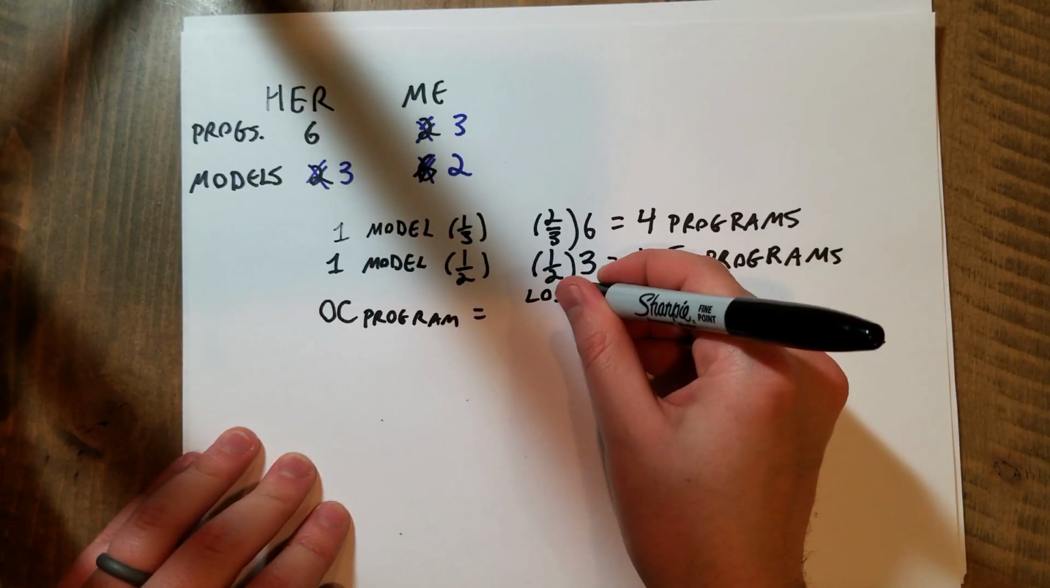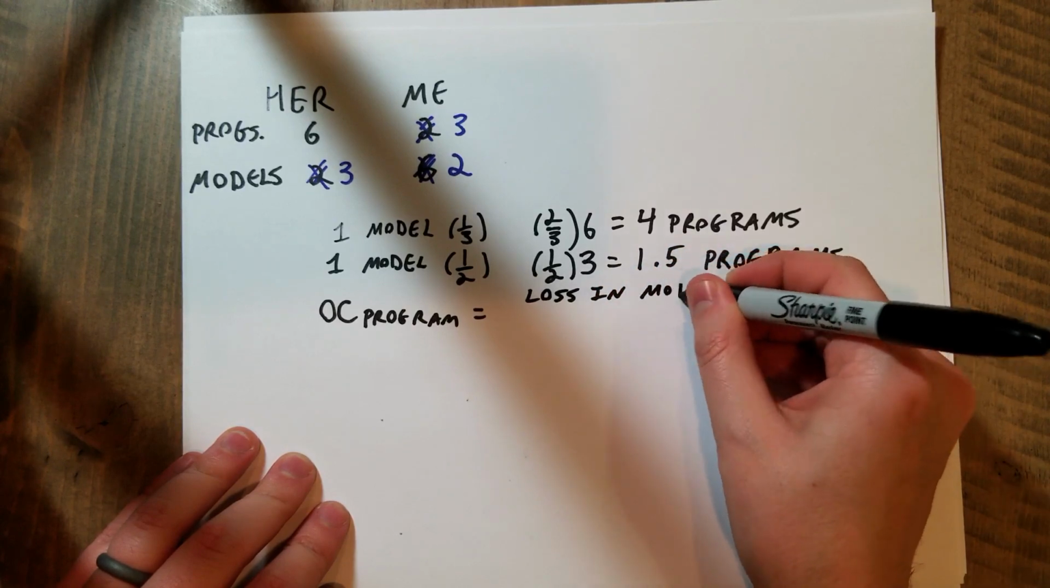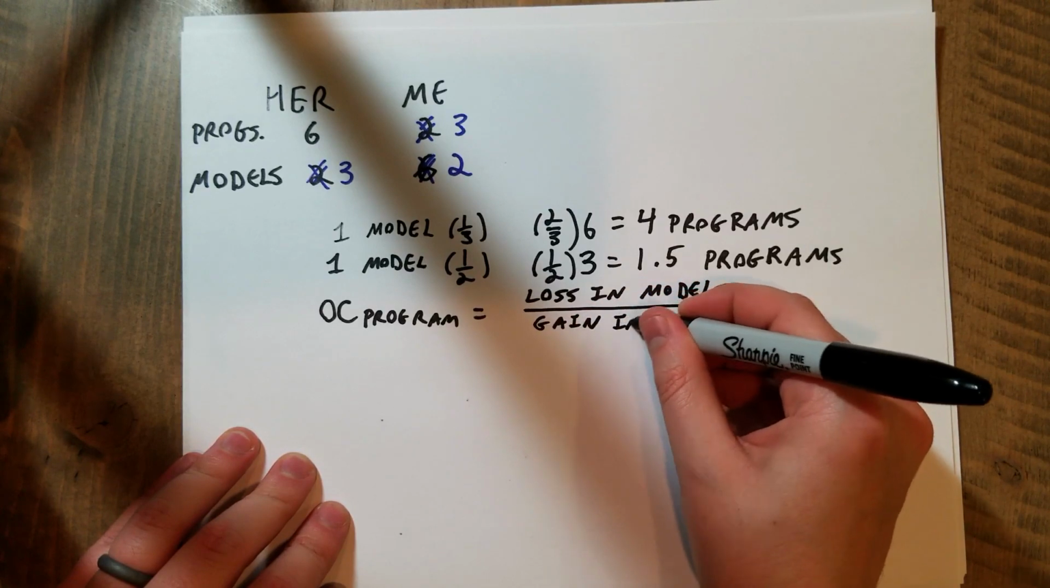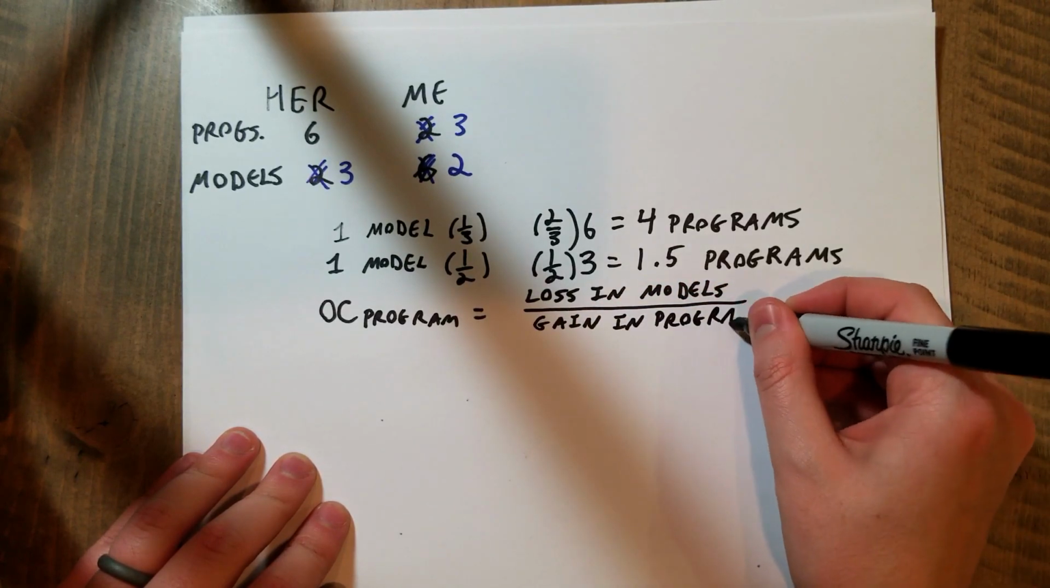What is our cost? And it turns out this has a pretty straightforward function that we can calculate out. The opportunity cost of producing a program, in this case, is equal to the loss in models divided by the gain in programs. So why is that? So let's think about it. Let's imagine that we are currently spending all of our time making models. Okay? So let's say that this is me, and I'm spending all my time making models. I'm making 2 models. Then I change my mind, and instead of spending all my time making models, I say I'm going to spend all my time making programs. So what happened there? I went from making 2 models to making 3 programs.